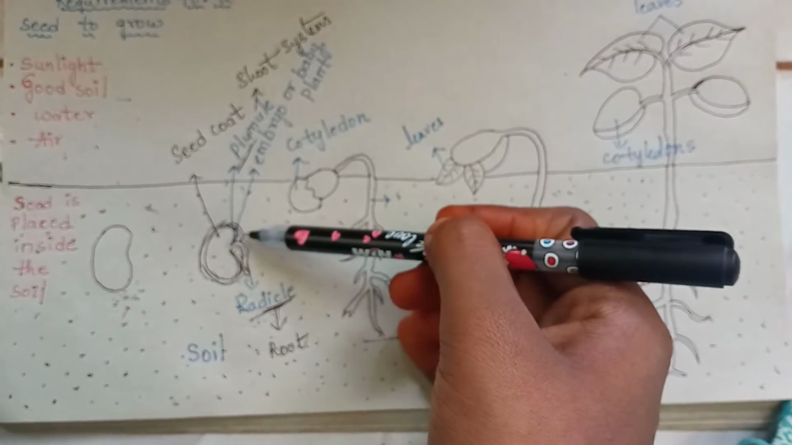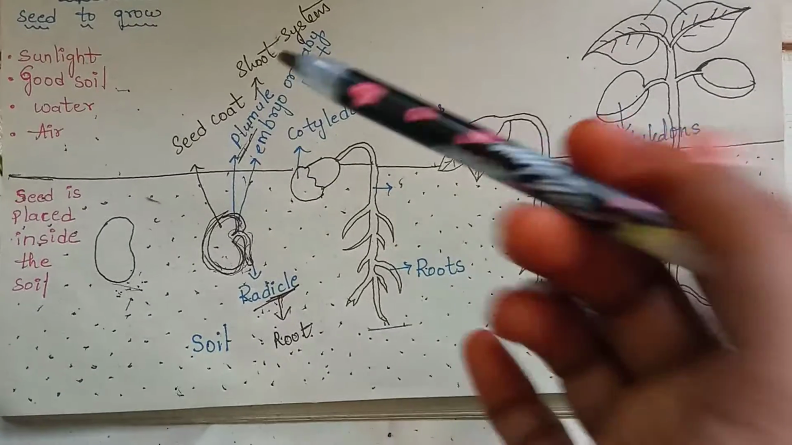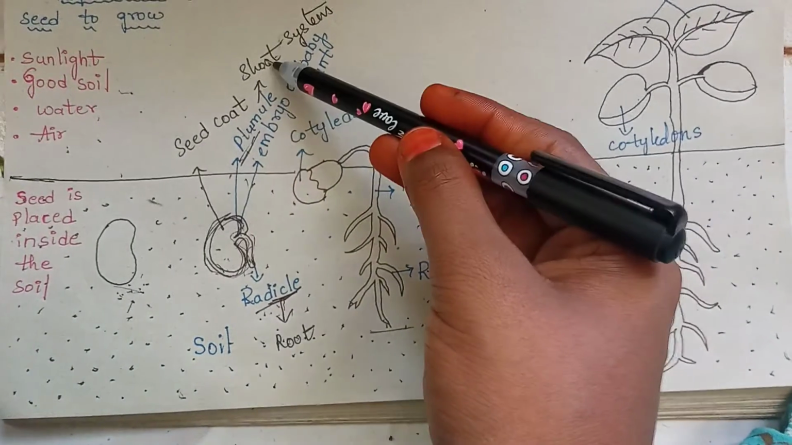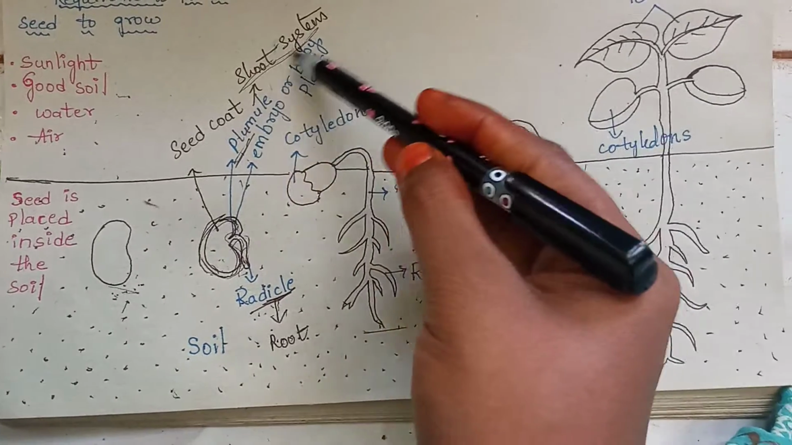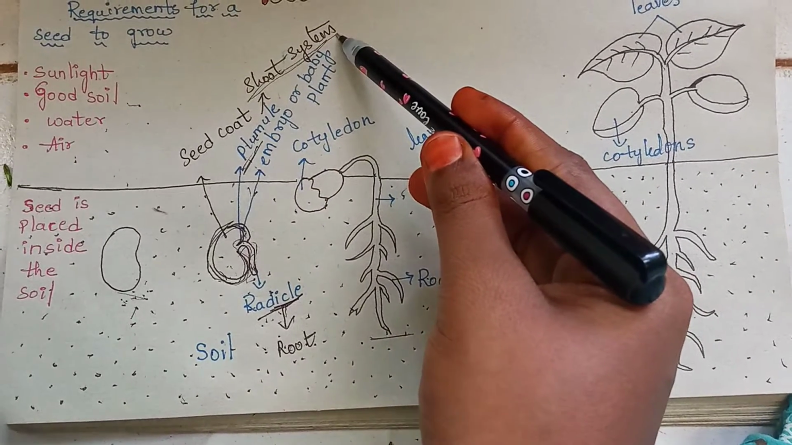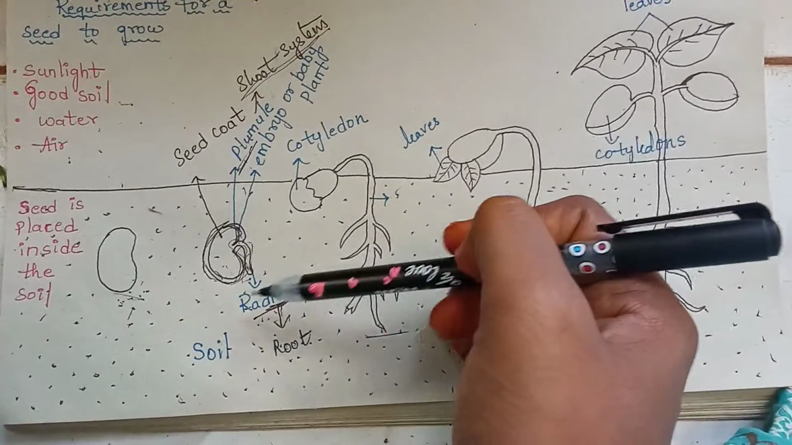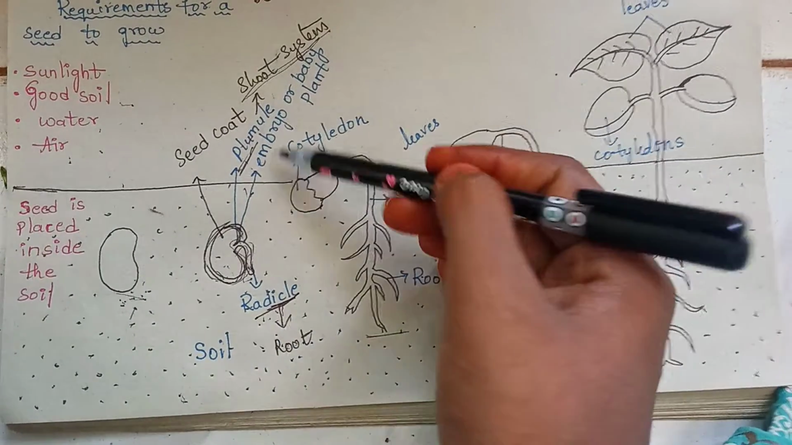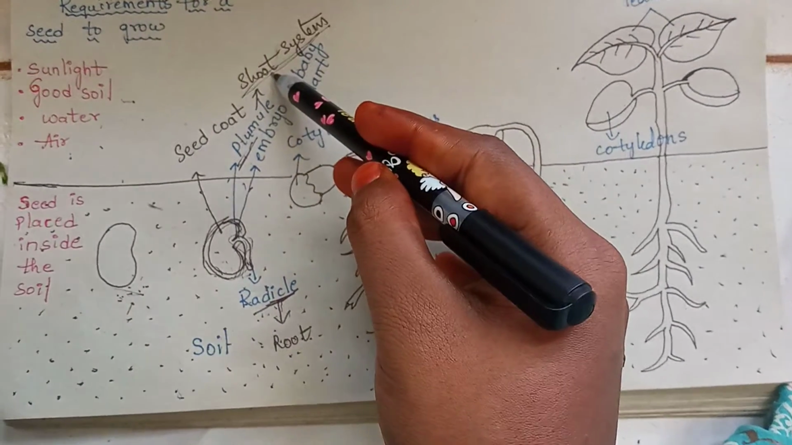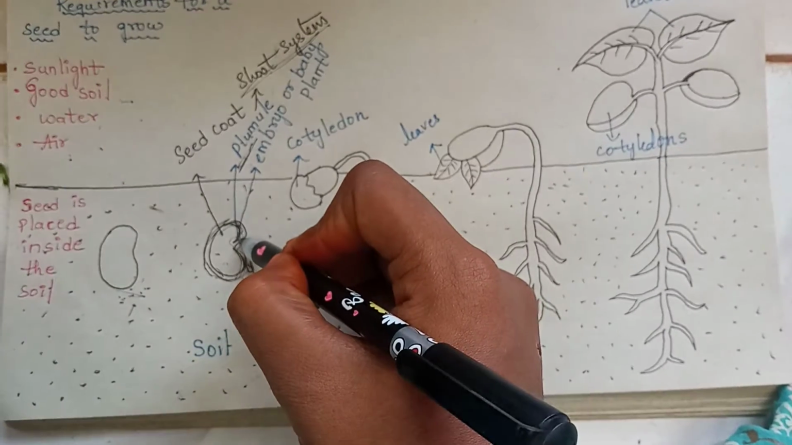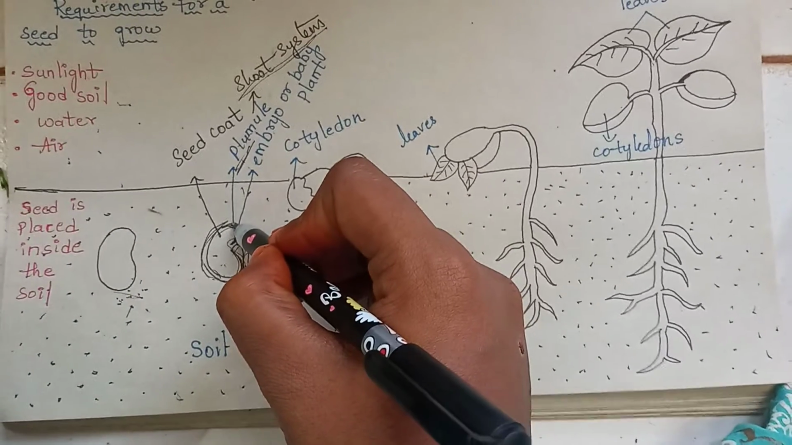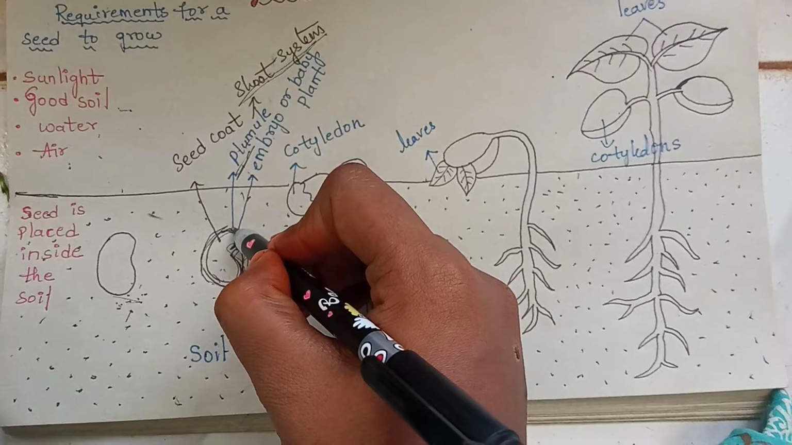Above the radicle we will have a plumule. The plumule starts growing into the shoot system. So the radicle develops into a root system and the plumule develops into a shoot system. And here you will have an embryo. In the embryo we will have cotyledons.